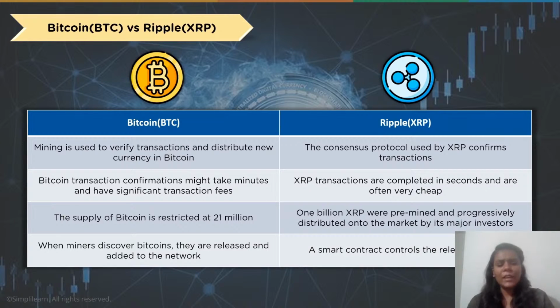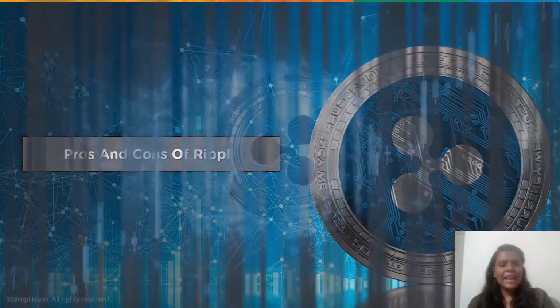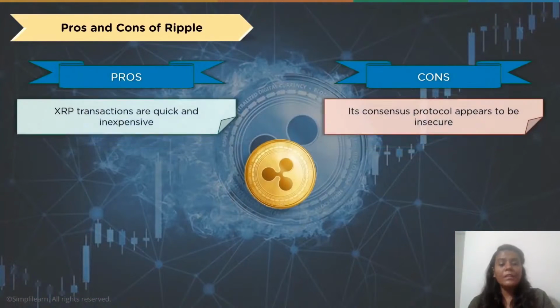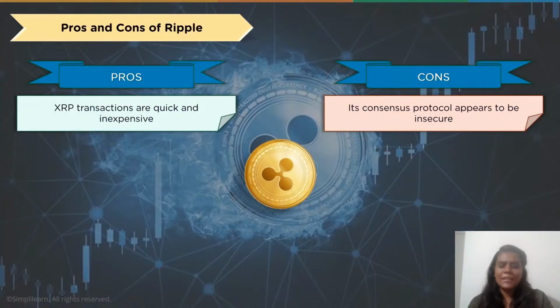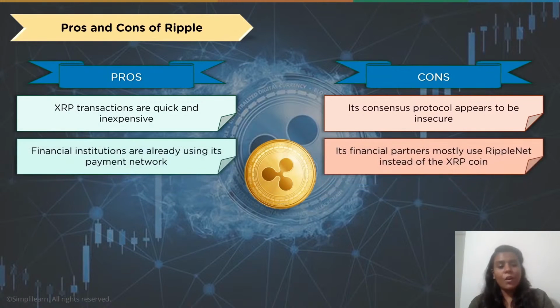So this was all about the difference between Bitcoin and Ripple. And I'm pretty sure that till now you have understood all the basic knowledge about Ripple. So let's move ahead and look into some of the pros and cons of Ripple. Though XRP transactions are quick and inexpensive, Ripple's consensus protocol is perhaps less secure than other crypto transaction processing technologies. Next is, even though financial organizations are already using Ripple's payment network, Ripple's financial partners primarily use RippleNet rather than the XRP cryptocurrency.